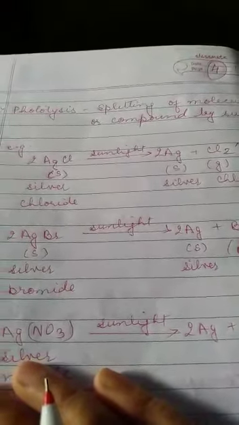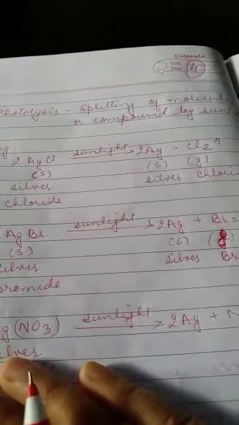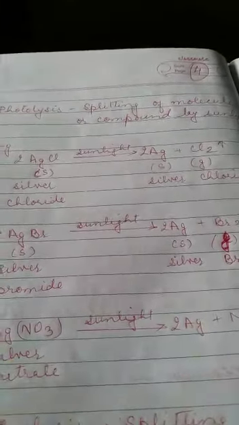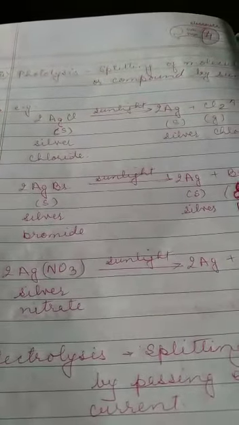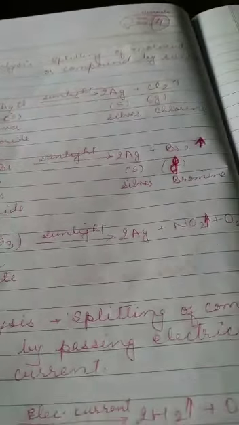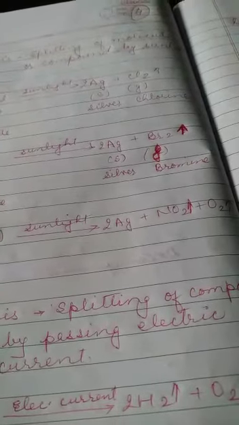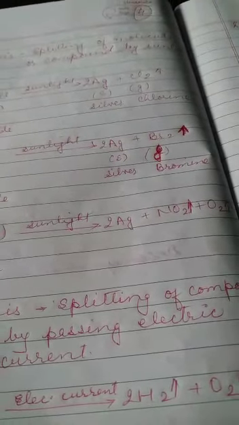Likewise, silver bromide, when exposed to sunlight, forms silver and bromine. And silver nitrate, exposed to sunlight, also forms silver, nitrogen dioxide and oxygen.